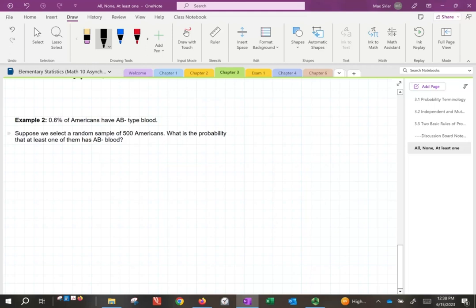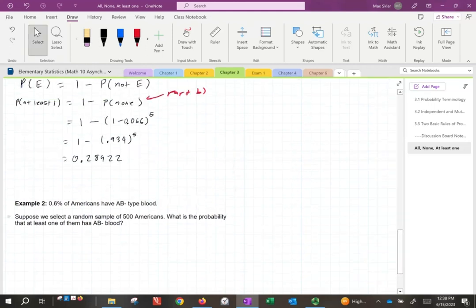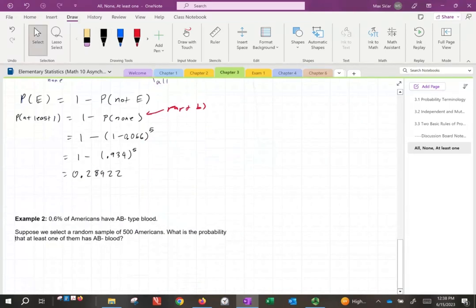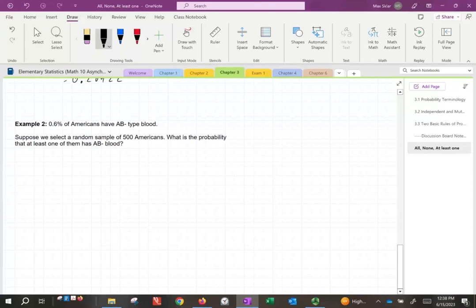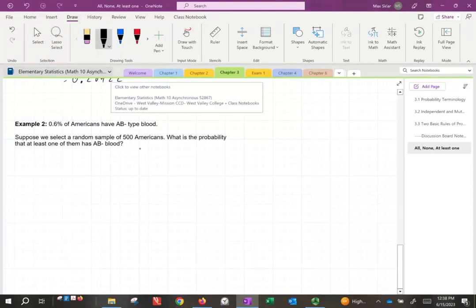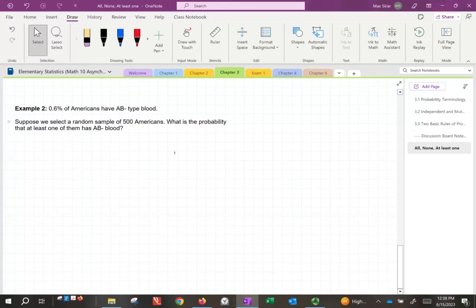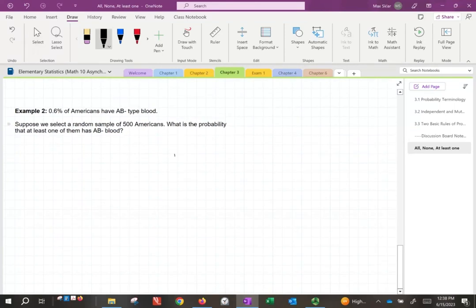Speaking of which, what if I had a larger sample? Looking at this simple example, where we could list out all of the individuals, I could think about the probability of getting at least one AB negative blood donor in a sample of 500 Americans. AB negative is rarer. It looks similar, but less than 1% of Americans have AB negative blood. And so I would like to know the probability of getting at least one.